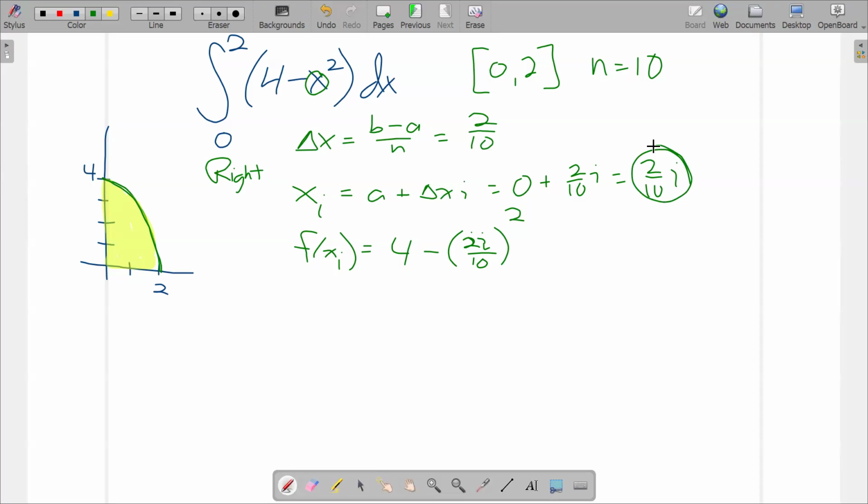And so then the Riemann sum for a right endpoint, so R10 in this case, will just be the sum as i goes from 1 to 10 of delta x, 2/10. And again, that's always going to be a multiple. You could always put that out front for the problems that we do, because it can be factored out, times 4 minus 2i over 10 squared.